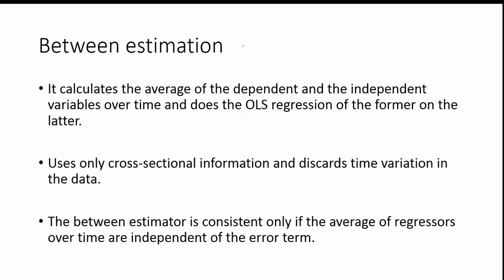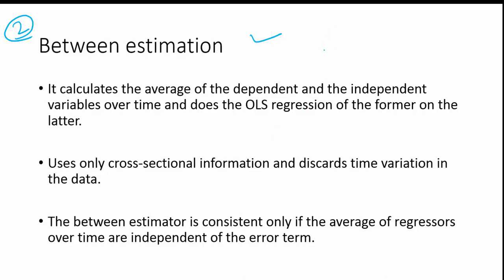The next one that we're going to do is the between estimation. So this is estimation type 2. The pooled one was 1 and this is 2, the second type. What it does is it calculates the average of the dependent and the independent variables over time and does the OLS regression of the dependent on the independent variables.